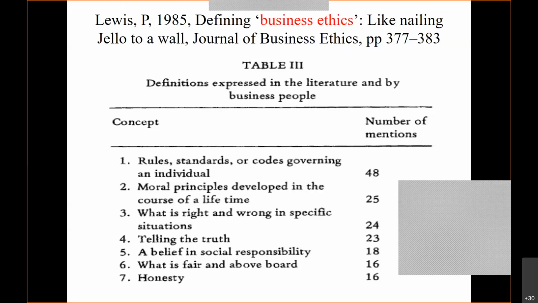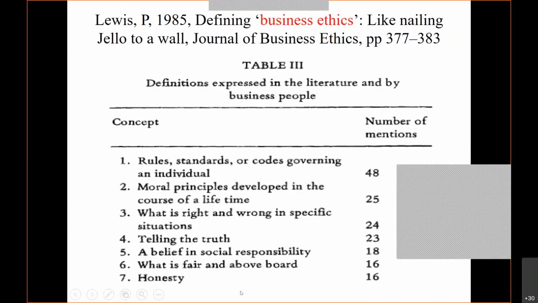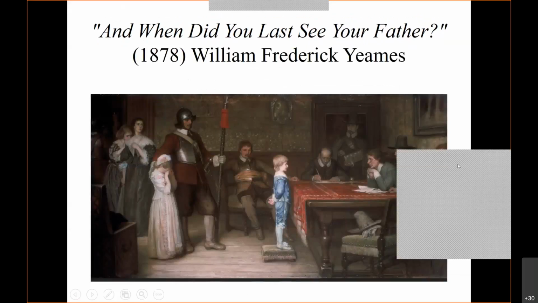Number five, the belief in social responsibility kind of comes under ethics. Look that the numbers are dropping considerably, 18 mentions here, compared to 48 for rules and standards. What is fair and above board? 16. Honesty. Kind of connected to number four, telling the truth, but different people use different wordings, and honesty was 16. So basically, this tells you that definition of ethics is something we can't quite agree on, and that's where the trouble starts. So what can we agree on?